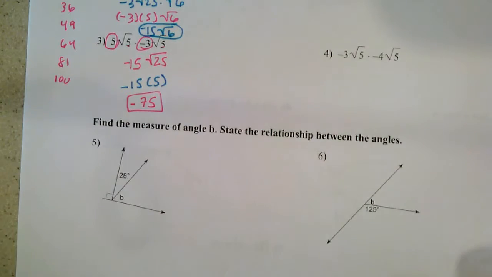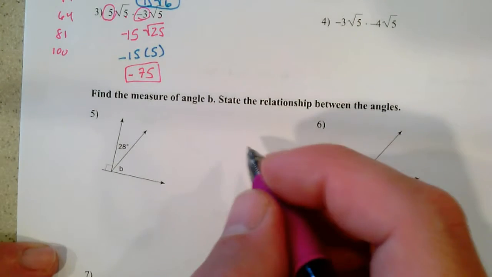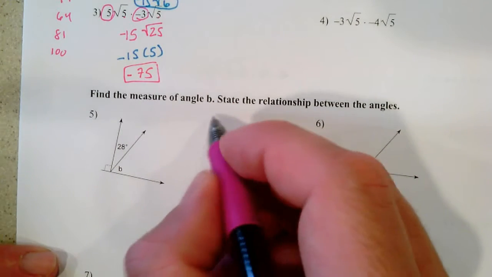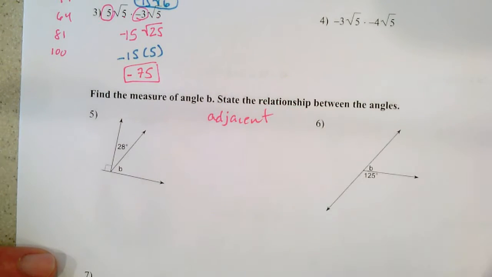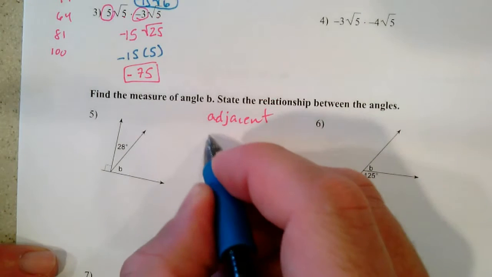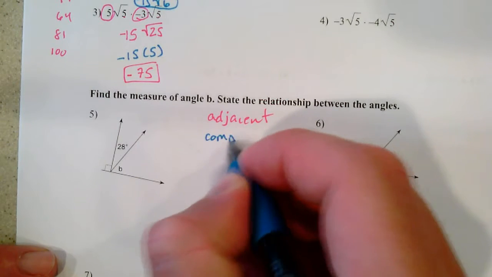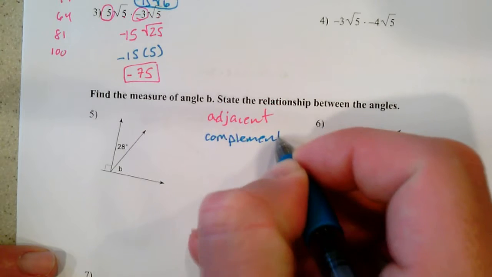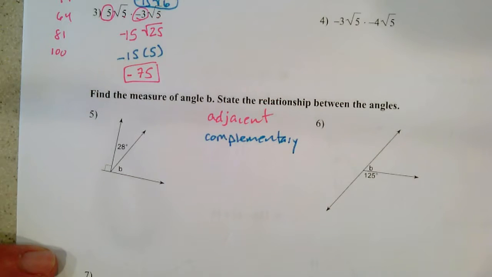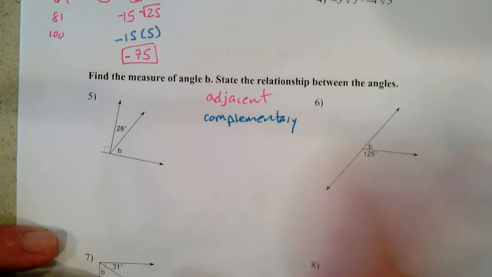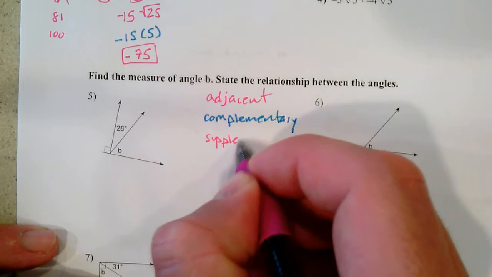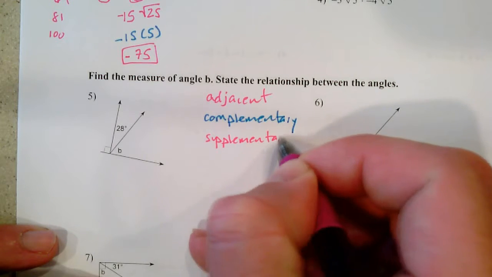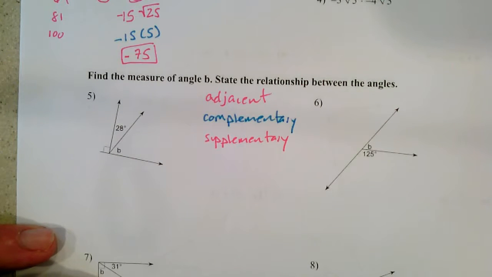Alright, down here, find the measure of angle B and state the relationship. Remember, our different relationships were adjacent, which just means next door. We've got complementary, which means that they add up to 90 degrees, their measures. We've got supplementary, which means their measures add up to 180.